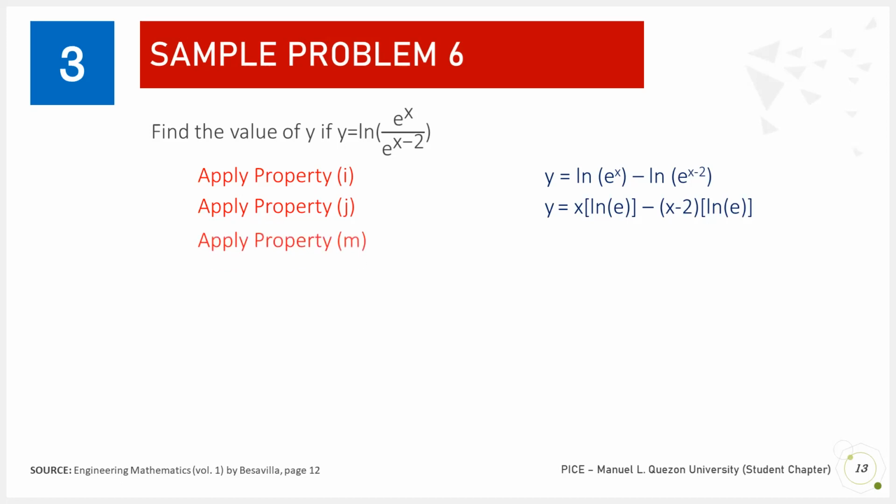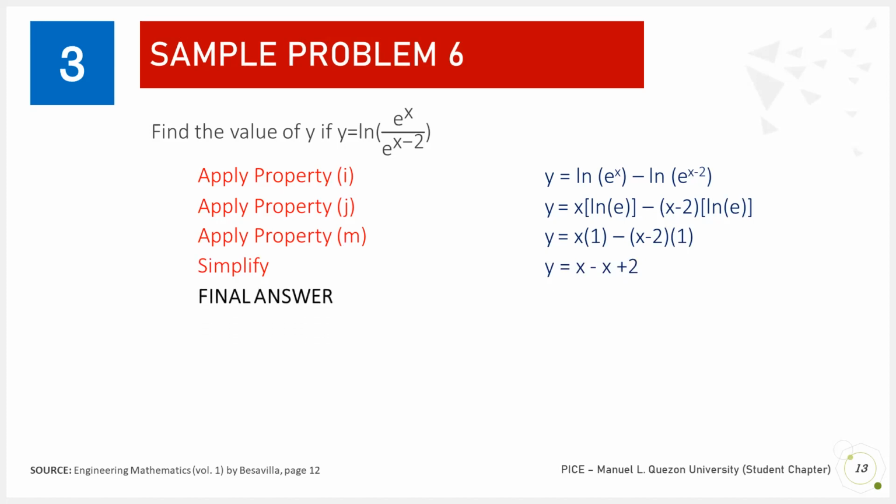But we have to take note that according to property M, the natural logarithm of e is equal to 1. So we get y is equal to x multiplied by 1 minus the quantity x minus 2 multiplied by 1. Simplifying this, we have y is equal to x minus x plus 2. And our final answer is y is equal to 2.